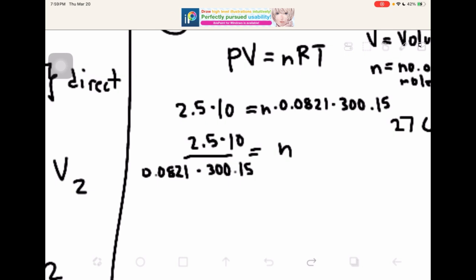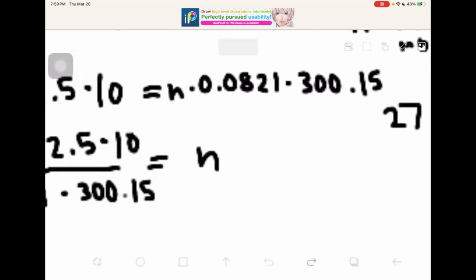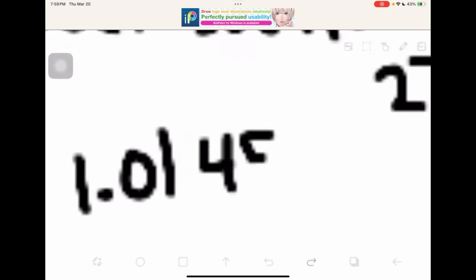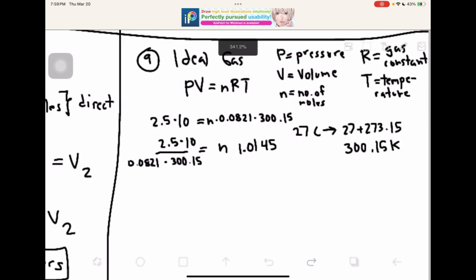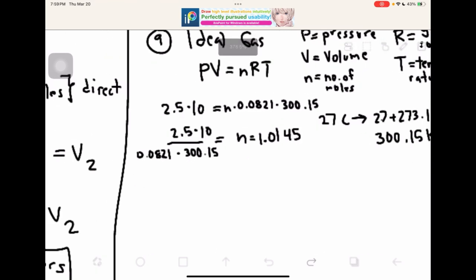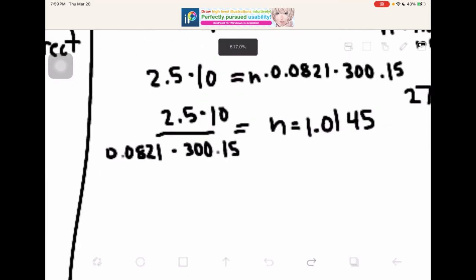2.5 times 10 over 0.0821 times 300.15, and that's equal to roughly, did I get the same answer? I did that same answer, hold on. 2.5 times 10. Oh, yeah, I made a miscalculation on my version, but this is approximately 1.0145. So I'm just going to leave the exact value because it's really specific. So we now have the n, right? We can just substitute that.